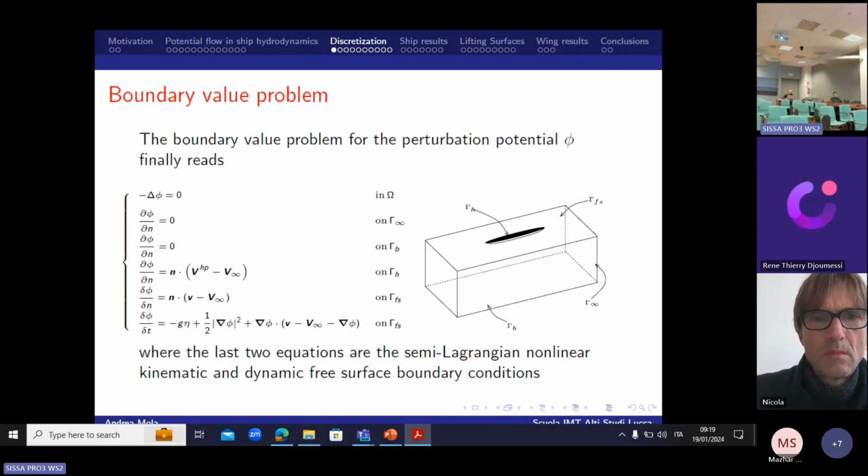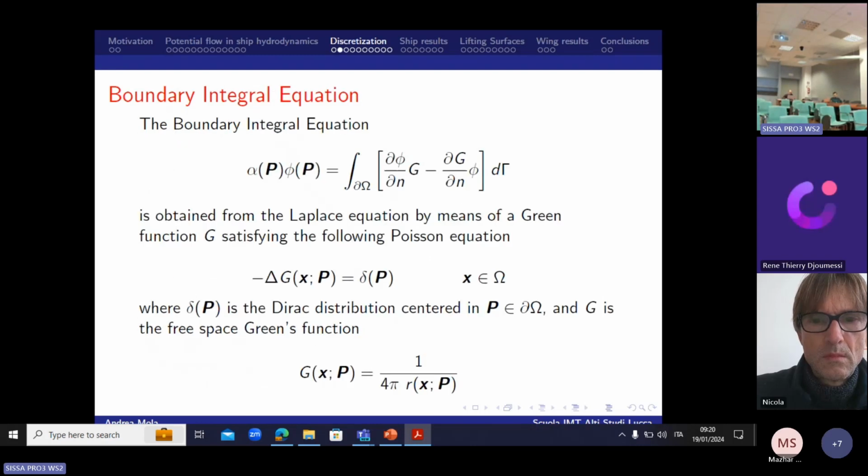This is finally the boundary value problem that we are tackling. So we have the Laplace equation and all the boundary conditions that we have been discussing, including the semi-Lagrangian kinematic or ALE version, arbitrary Lagrangian Eulerian version, of the kinematic and dynamic boundary conditions. So how do we solve these things? Historically, the boundary element method for this particular kind of problem is very much in use, because of course it's very easy to deform a domain just by deforming its boundaries. So you don't have to treat very much mesh deformations.